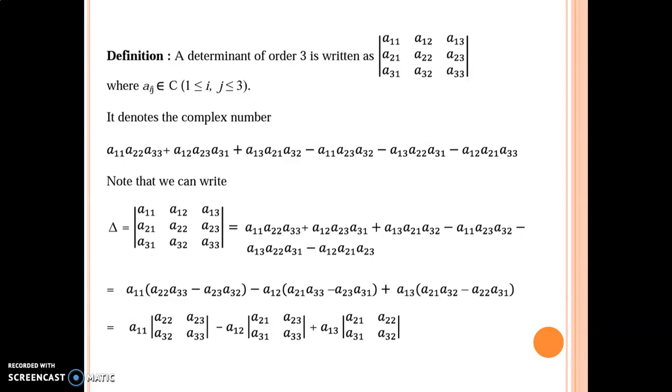Next, we'll define a determinant of order 3. Here we can see the entries have been written as A11, A12, A13 and so on. Here, each entry is denoted by Aij. I stands for the row and J denotes a column. So, the A11 entry corresponds to the first row and the first column. A12 entry corresponds to first row and second column. A13 entry denotes first row and the third column. Similarly, I can say that A23 entry denotes second row and third column.